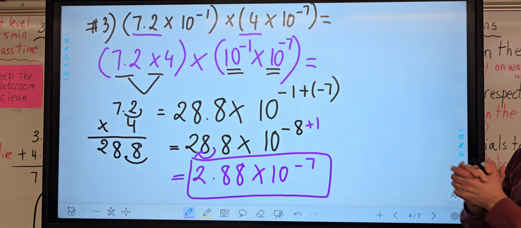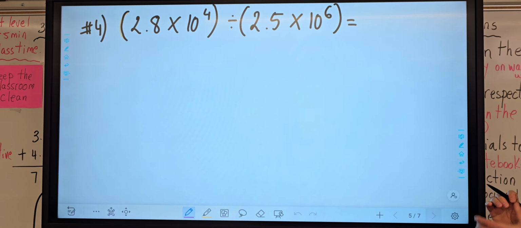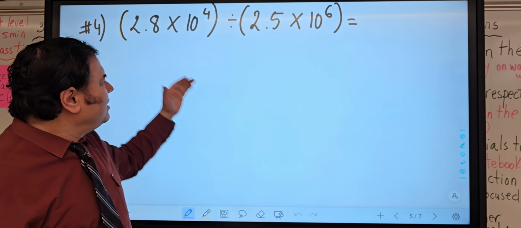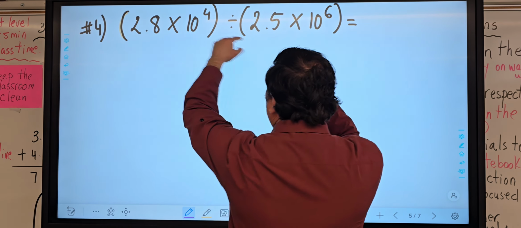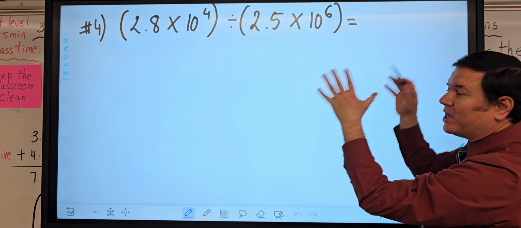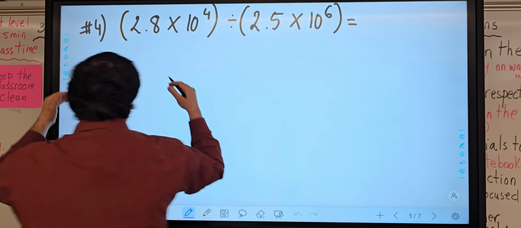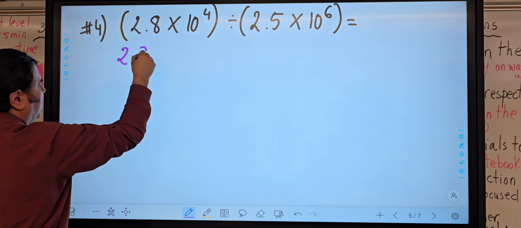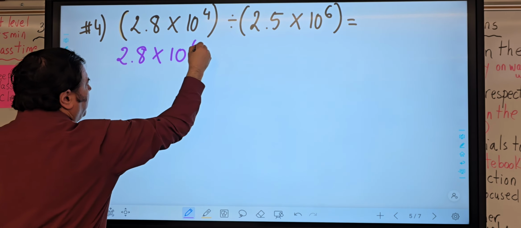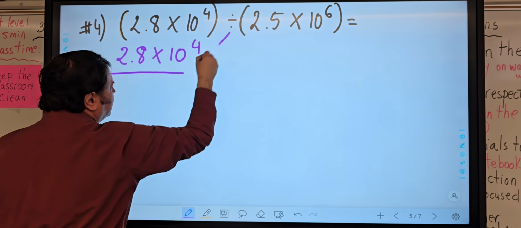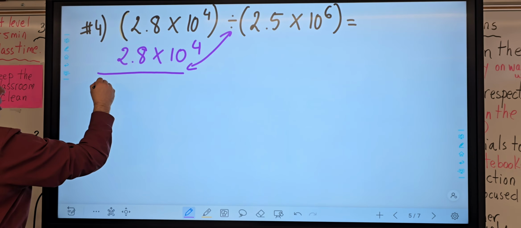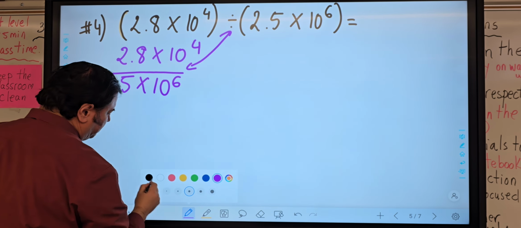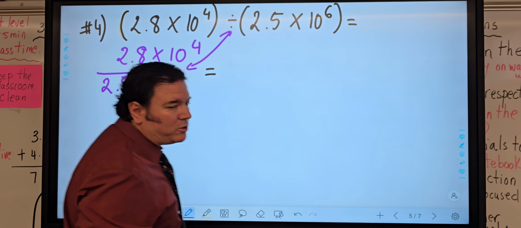Okay, that's it. Let's take a look now at our final example. Here we have a division. And remember, this division problem is written this way, horizontally. But now we can change this division problem and rewrite it as having a numerator divided by a denominator. So we can write this as 2.8 times 10 to the power of 4 divided by 2.5 times 10 to the power of 6. And now let's see what we get.